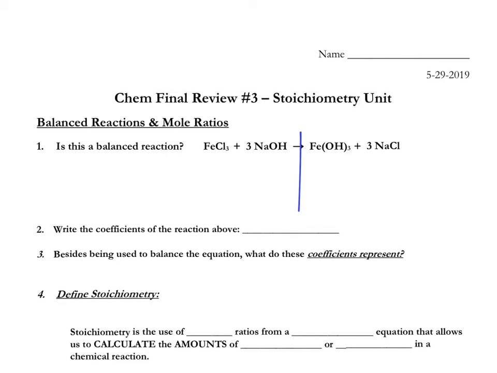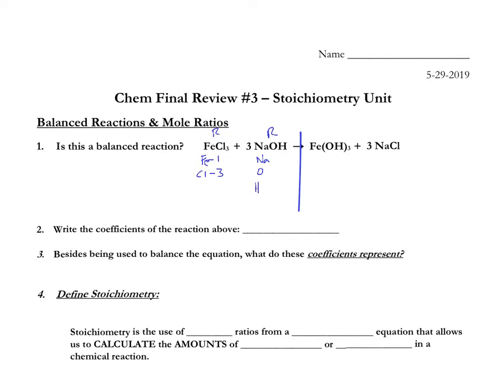In my first reactant here, I've got iron chloride, which means I've got iron and chlorine. So how many irons do I see? I only see 1, and I count 3 chlorines. So I've got 1 iron and 3 chlorines. My next reactant, I've got a sodium, I've got an oxygen, and I've got a hydrogen.